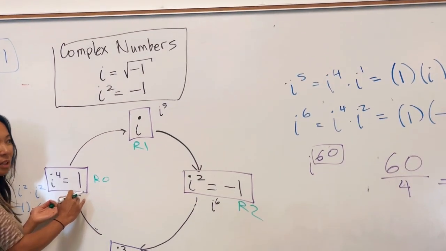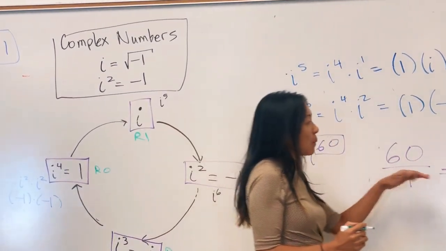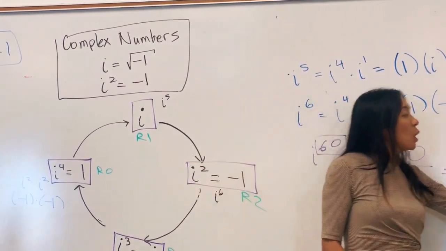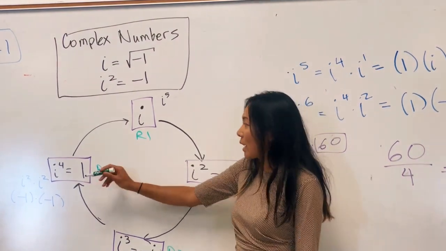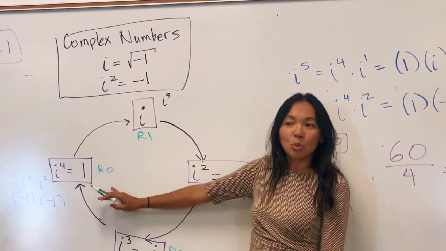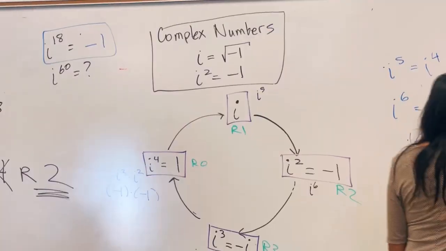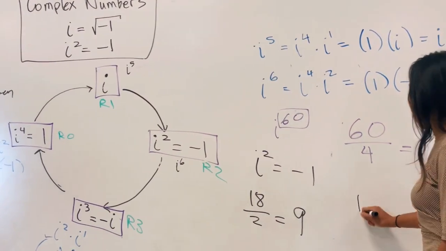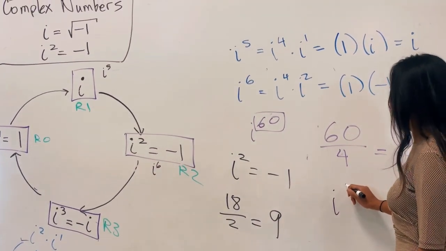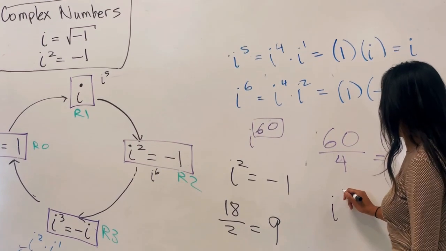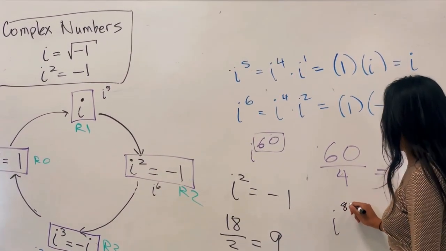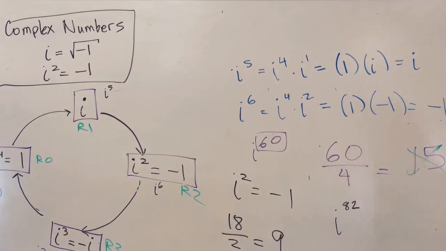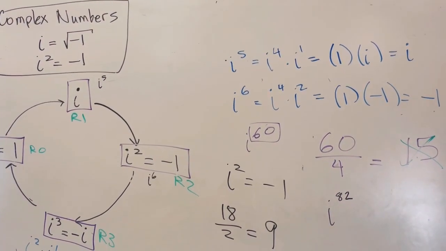Right? So in this problem, 60 divided by 4 is 15. The 15 doesn't matter, it just means it went around the circle 15 times. No remainders means you landed here, so your answer is 1. So i to the 60th is equal to 1. I asked you, what is i to the 80? i to the 82.